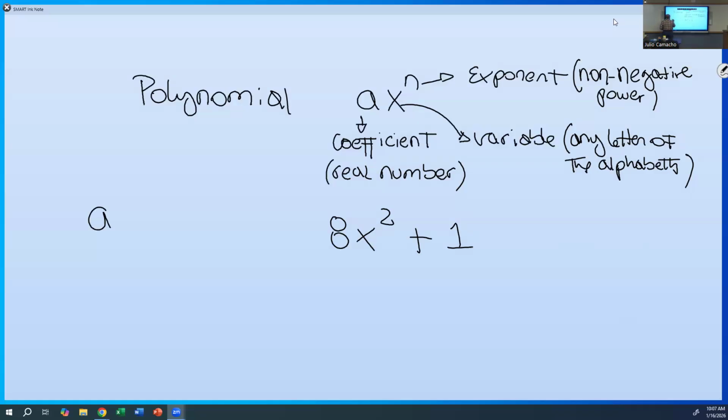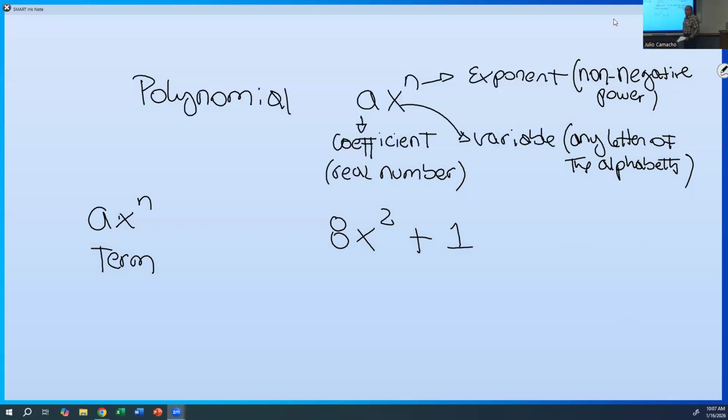The expression ax to the n is also called a term. A term is a coefficient, a real number, multiplied to a variable, any letter of the alphabet, raised to a power, an exponent that is a non-negative exponent. So that is a term of a polynomial. An example is this one, 8x squared plus 1.